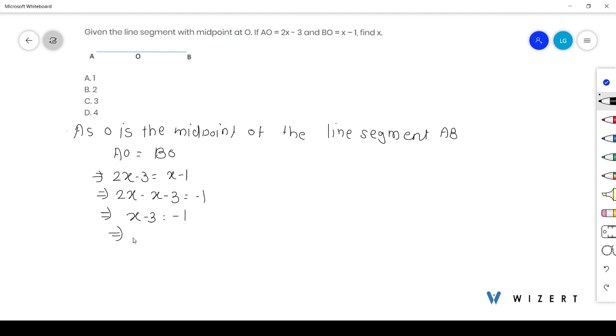Now add 3 to both sides, we get x equals minus 1 plus 3, that is x will be 2. Hence x equals 2. So our correct option is option B, which is 2.